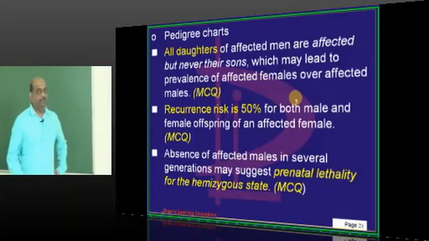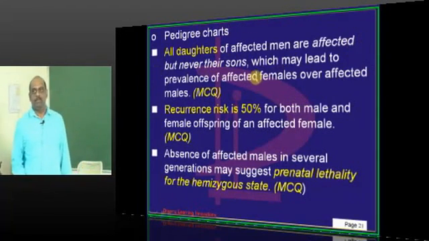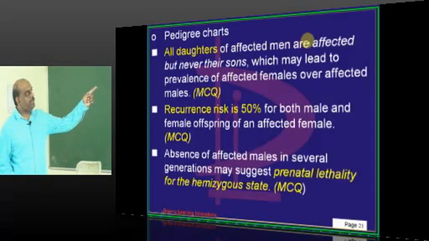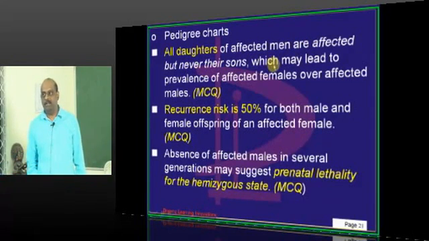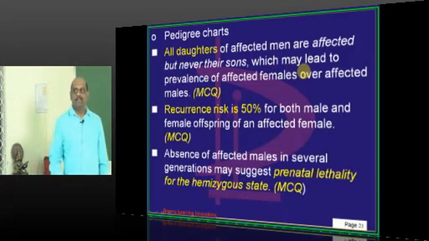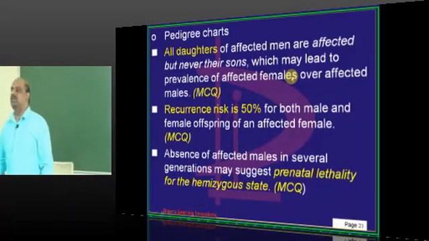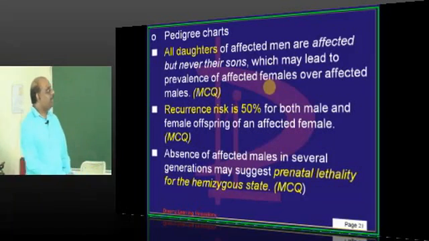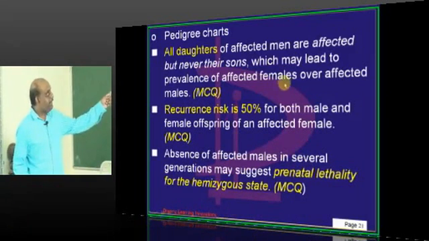Now coming to the pedigree chart of a X-linked dominant, how will it look like? X-linked dominant means even if one X is there, disease will appear. So all daughters of the affected men are affected. You agree with that? Right? But never their sons. Because affected man can never give his abnormal X to the son ever, even if he loves his son a lot. Right? So all daughters of the affected men are affected, but never their sons.